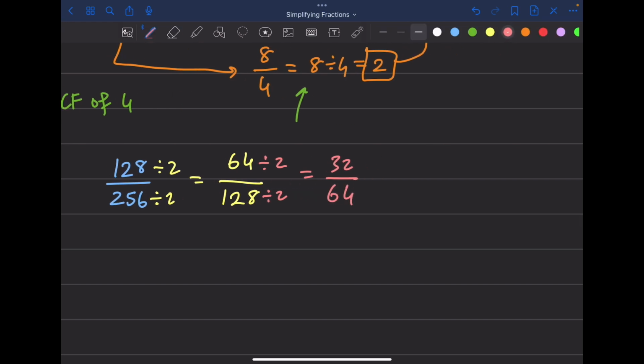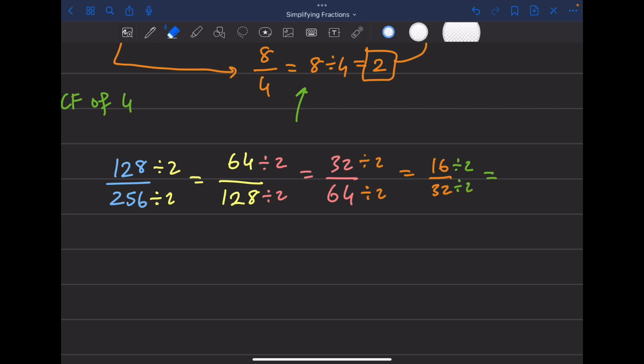Okay, they're even numbers again, so let's keep going. So divide this by 2, divide this by 2, we get 16 over 32. Okay, we're still not done. These are both even numbers once again. Let's divide it by 2 one more time like this. So 16 divided by 2 is 8. I'm going to rewrite that. So 8. And then 32 divided by 2 is 16.